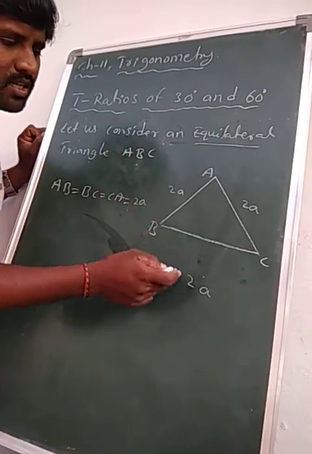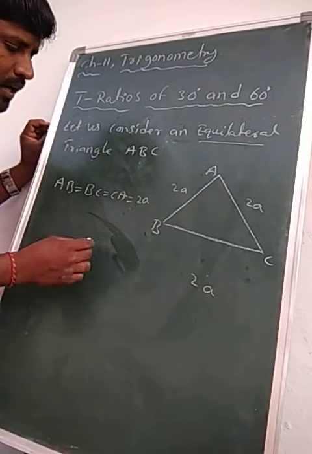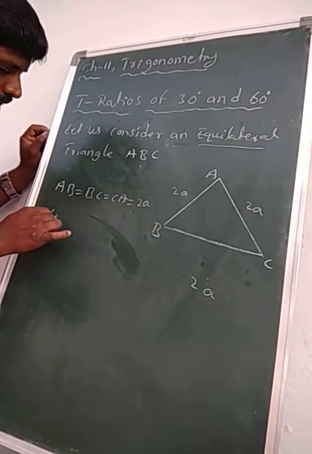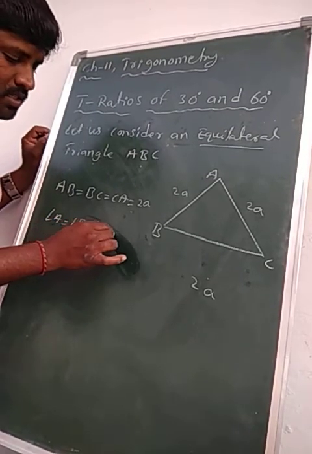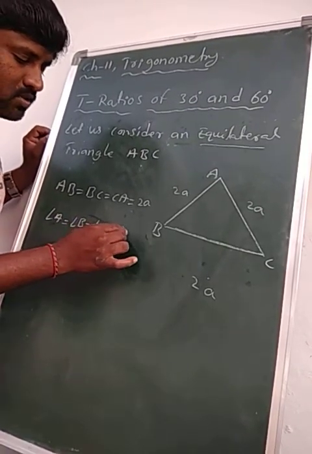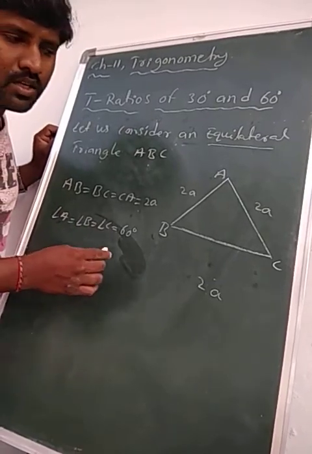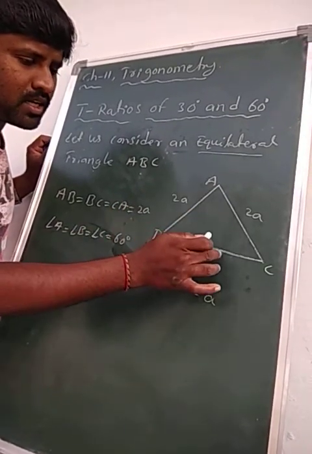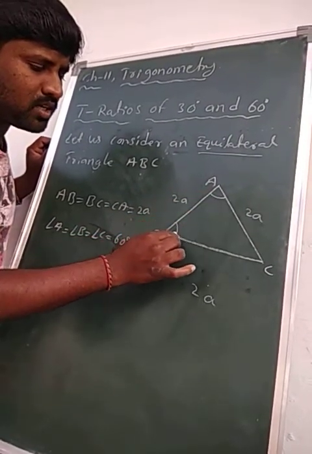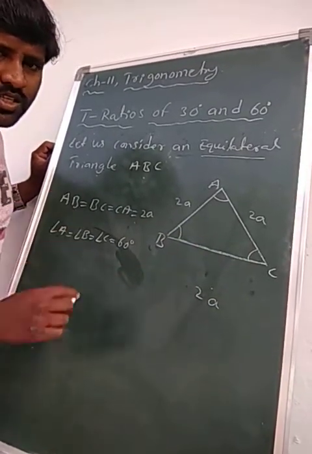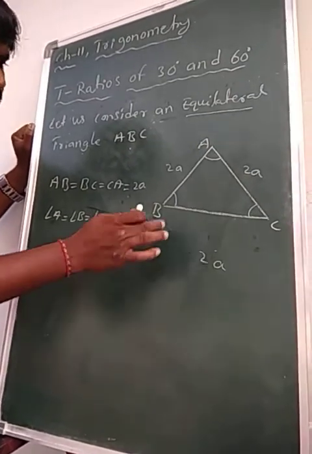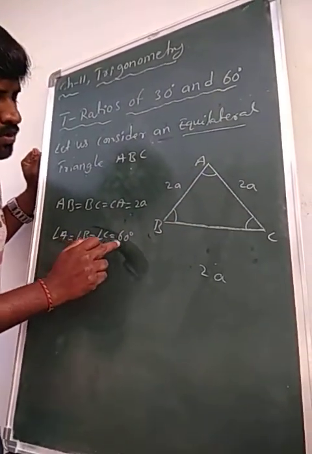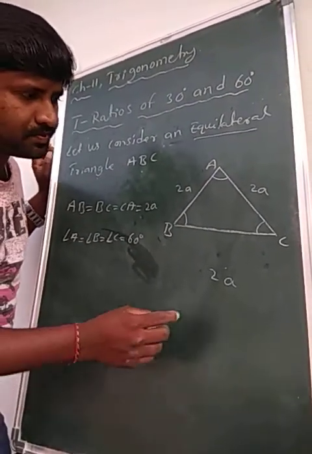Okay, now three sides are equal in length. And we know angle A is equal to angle B is equal to angle C, which is 60 degrees. In an equilateral triangle, each angle measures 60 degrees.